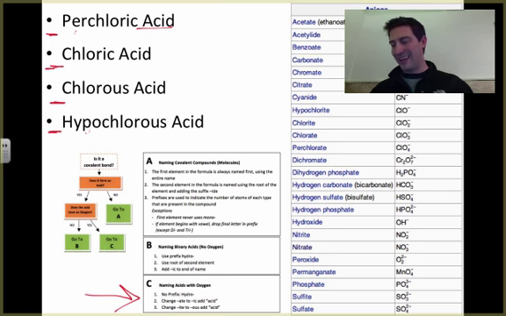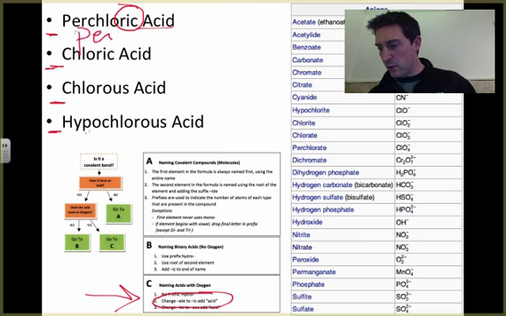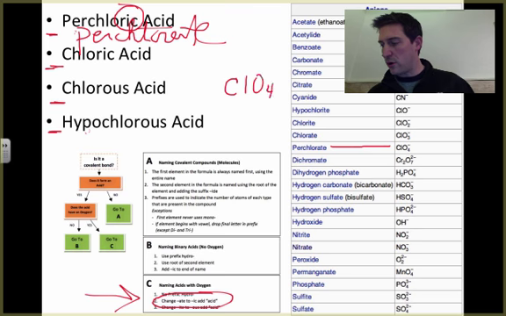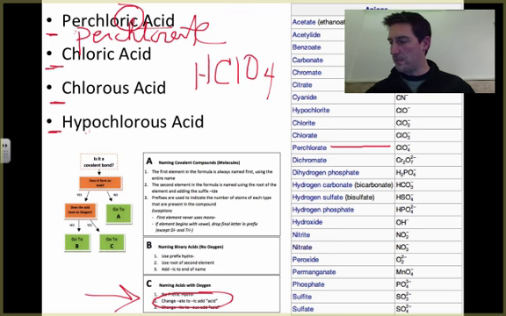So perchloric, ic used to be ate, so this must have been perchlorate. That says perchlorate, I apologize. It must have been perchlorate at some time. I come down here and I see perchlorate is right here. So I've got ClO4 minus. And I know it's a hydrogen, and hydrogen is a plus, so if I make some room here, this is HClO4.